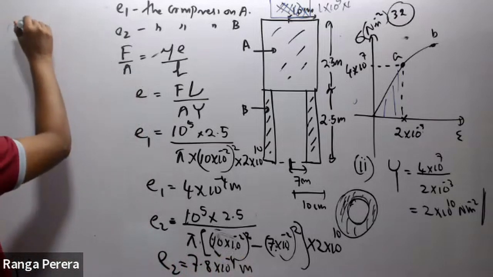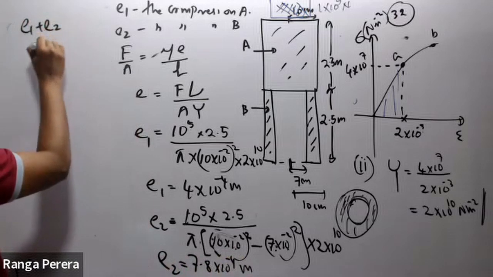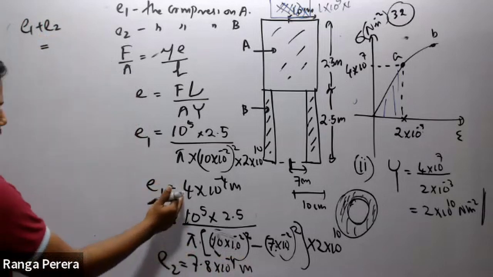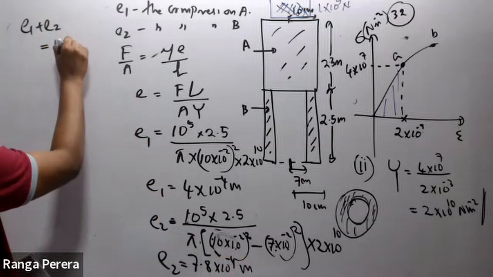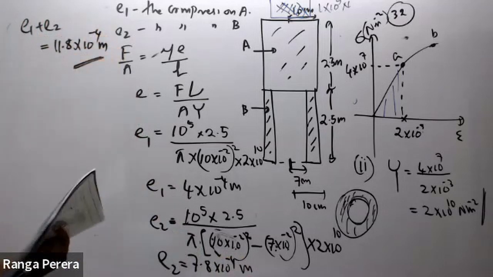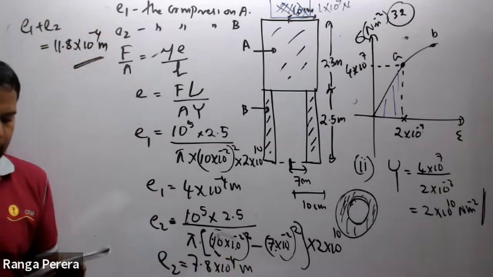So the total compression is E1 plus E2. No, they want us to find the individual one. No? What is the compression of the pillar? No, they want us to find the total. So take the addition: 11.8 × 10 to the power minus 4 meter. It is the answer.